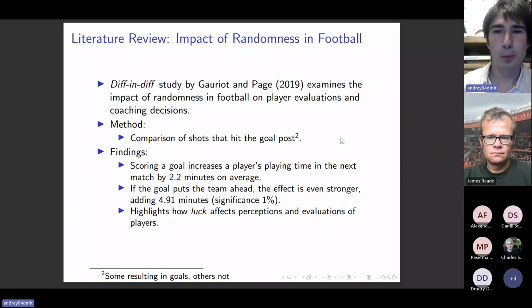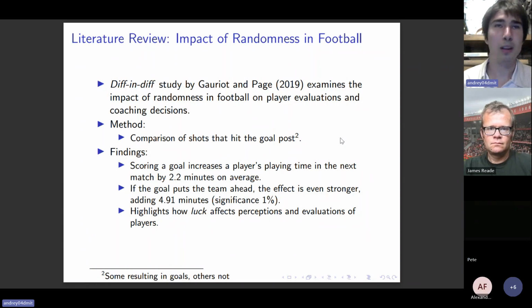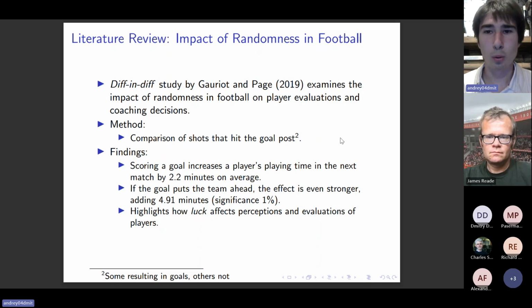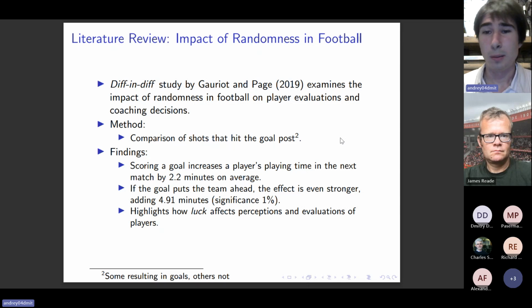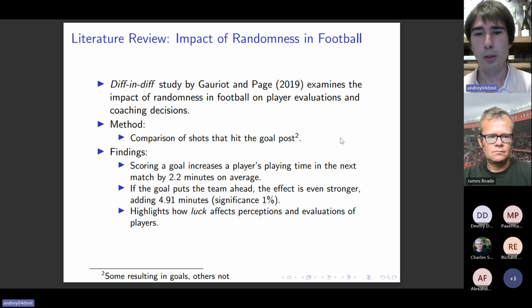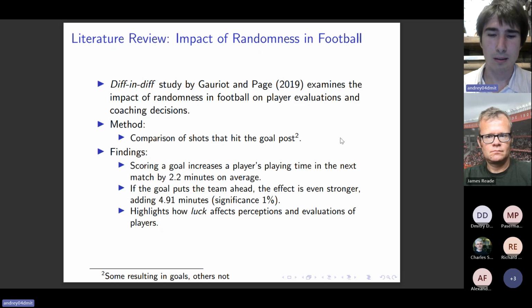Another assumption, which seems plausible, is that those shots which became goals don't differ from shots that didn't become goals in terms of a player rating or something like this. So they can implement the definitive strategy, and the main findings are that scoring a goal increases a player's playing time in the next match by 22 minutes on average, and particularly if the goal puts the team ahead, the effect is even stronger, adding almost 5 minutes. This research again highlights how luck affects perceptions and evaluations of players. Both these studies took the subset of goals or matches to conduct a quasi-natural experiment.